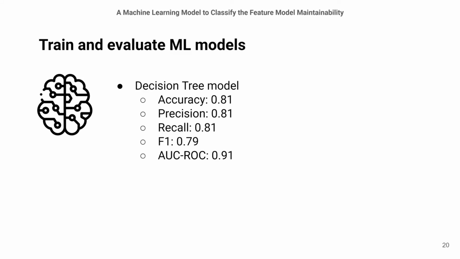As you can see, the decision tree model got the best result for all 5 metrics. The decision tree model was the best classification model with accuracy, precision, and recall of 0.81, F1 of 0.79, and AUC-ROC of 0.91.